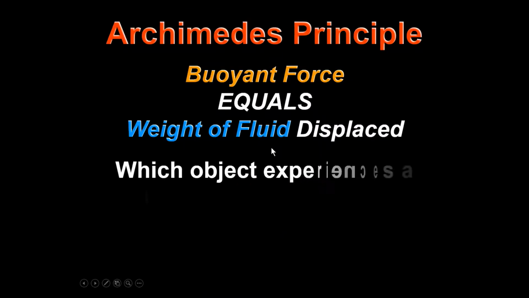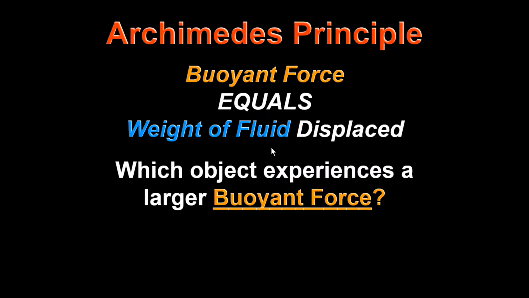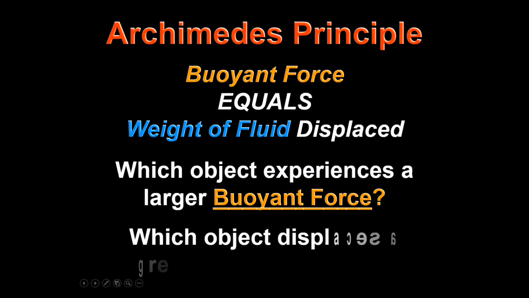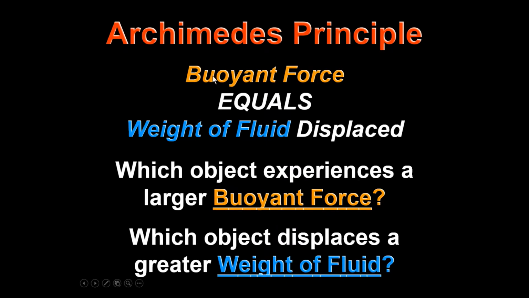All right. This seems like a simple question. I show two examples and I ask which one has a larger buoyant force. And you can't go with your gut instinct. Okay, you have to think very carefully about it. So if the buoyant force equals the weight of the fluid displaced, and I ask which object has a larger buoyant force, well, it's the same question as asking which object displaces a greater weight of fluid, because the buoyant force equals the weight of the fluid displaced.